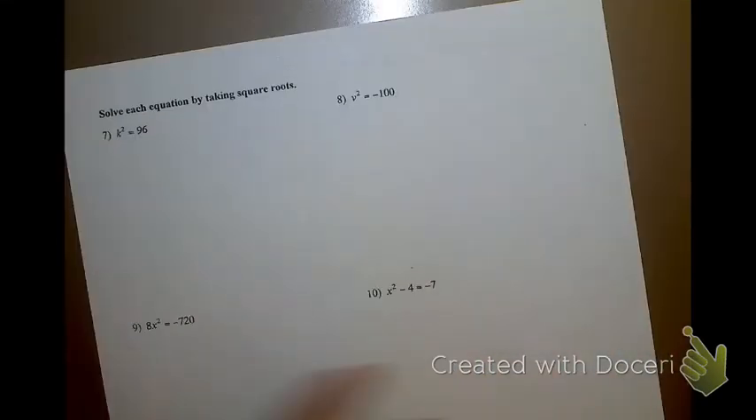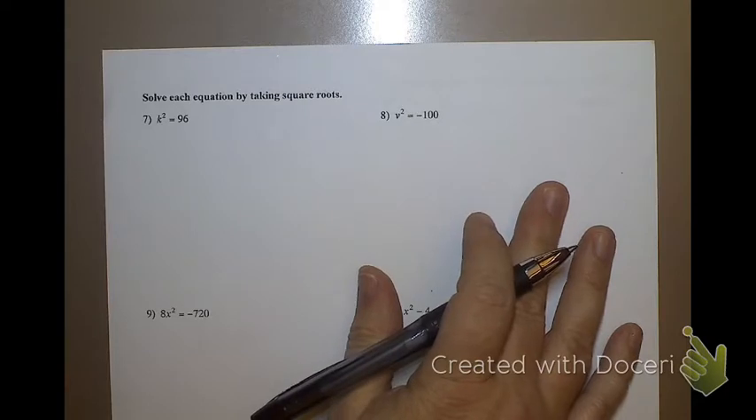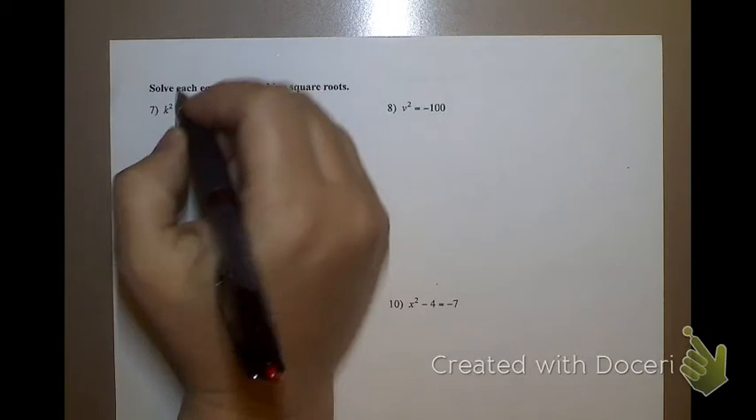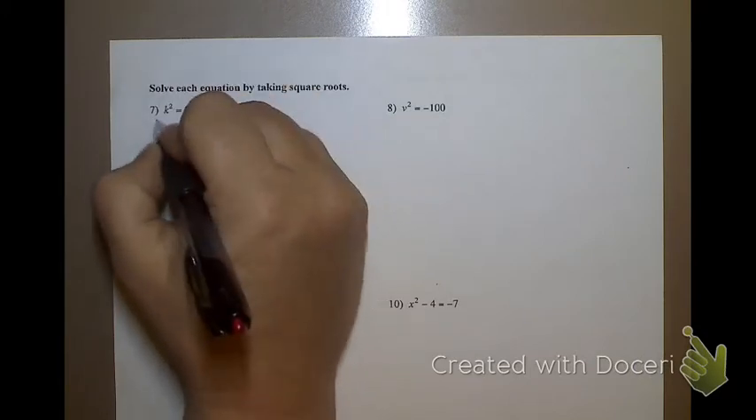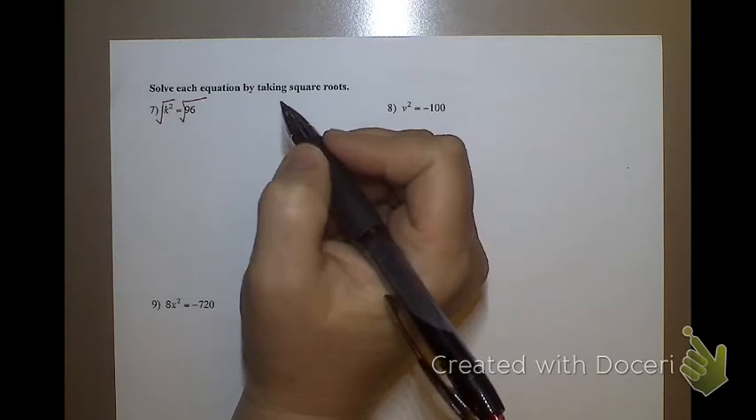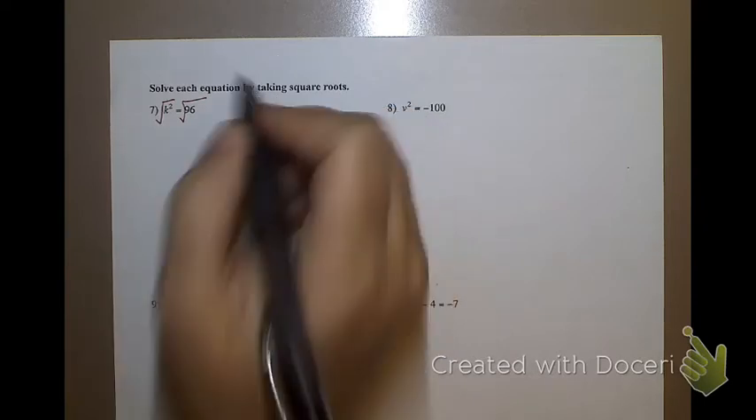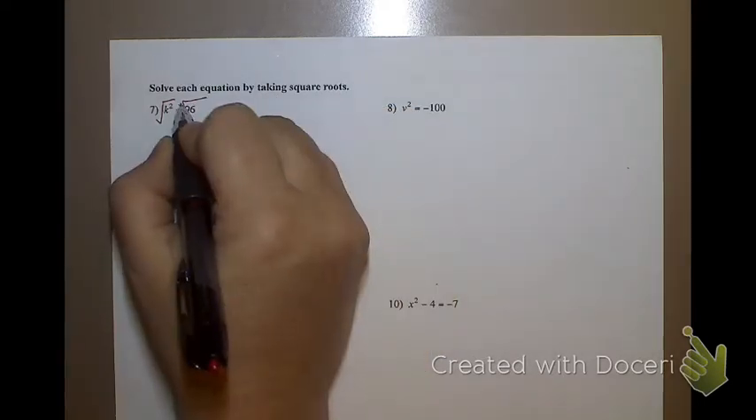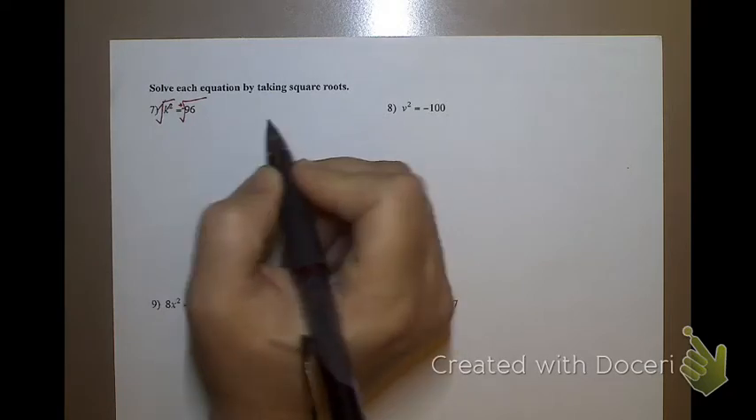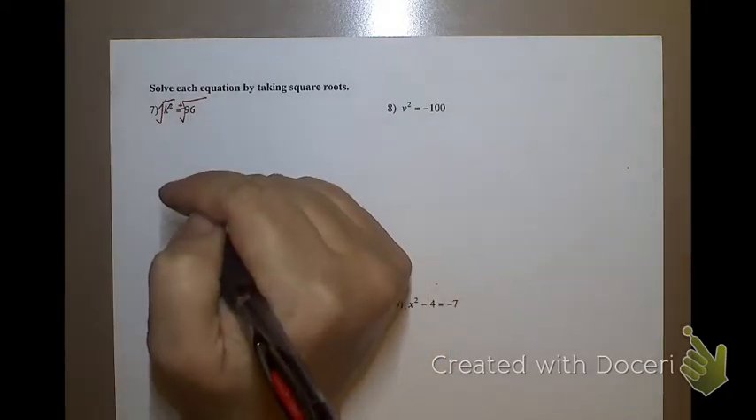Okay. Solve each equation by taking square roots. So this is the same stuff we did yesterday. We just might encounter an I here or there. So I'm going to square root both sides because my thing that's being squared is by itself, right? And I need to remember to put the plus or minus outside. Now the plus and minus outside do not have any effect on whether there's going to be an I or not.